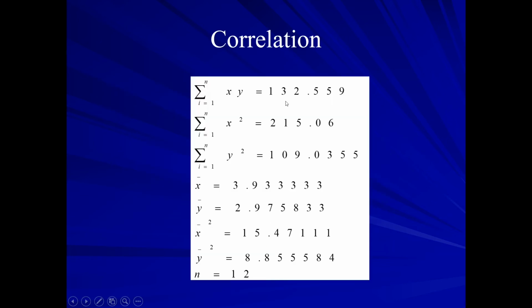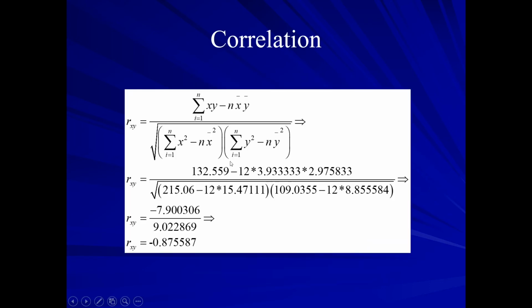The sum of the xy's is 132.559, the sum of the x squareds is 215.06, the sum of the y squareds is 109.0355, x bar is 3.9333, y bar is 2.975833, x bar squared is 15.47111, y bar squared is 8.855584, and there are 12 values. And so when I plug these values in, I get negative 0.875587.